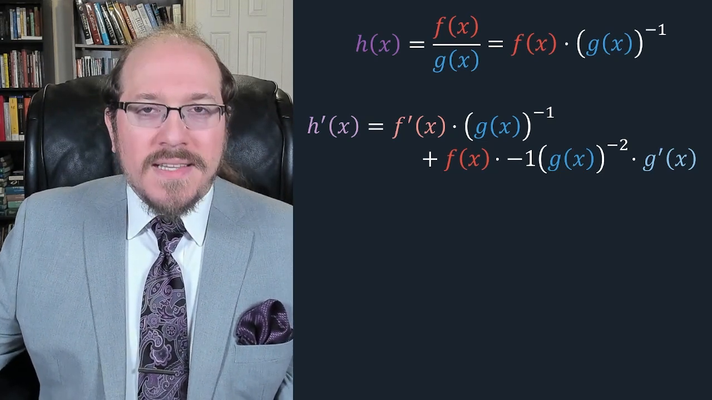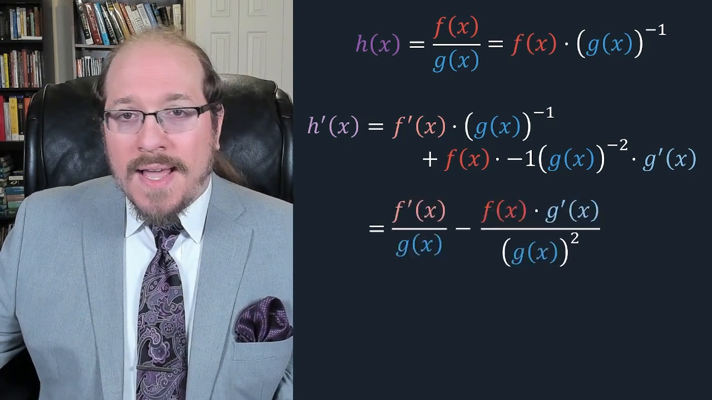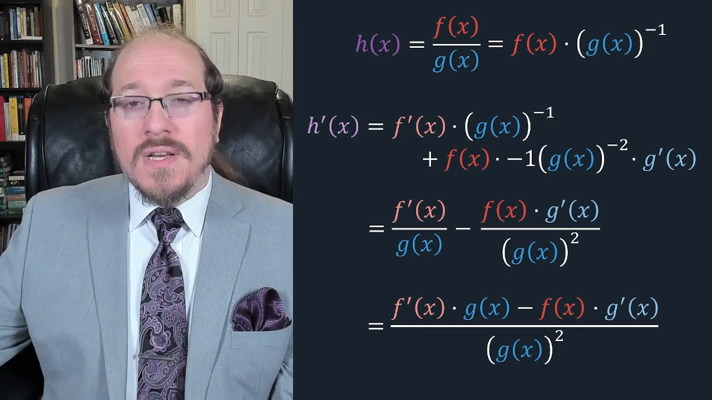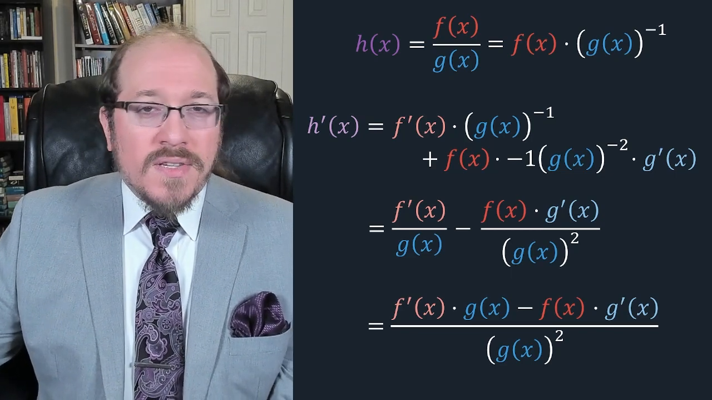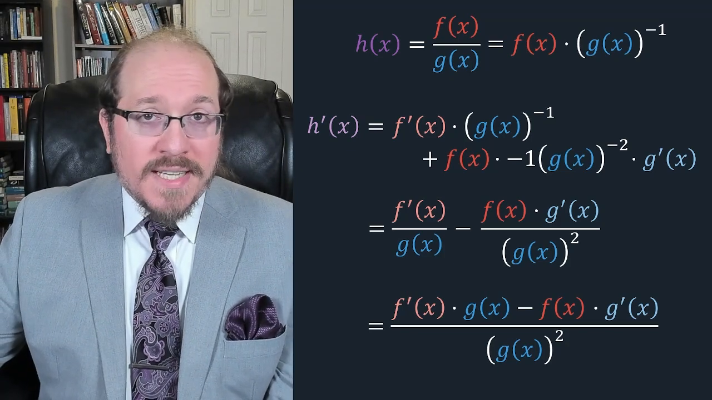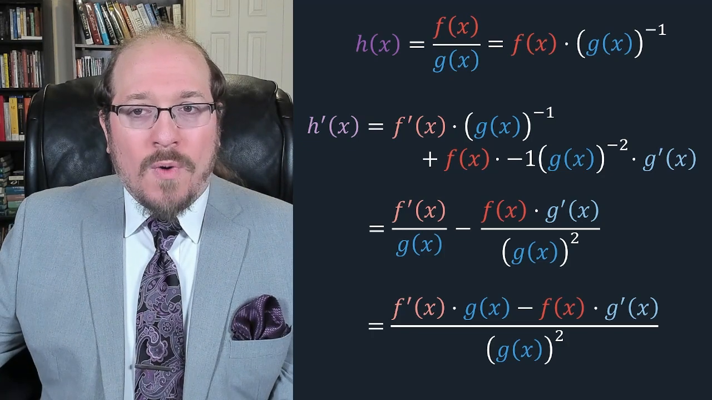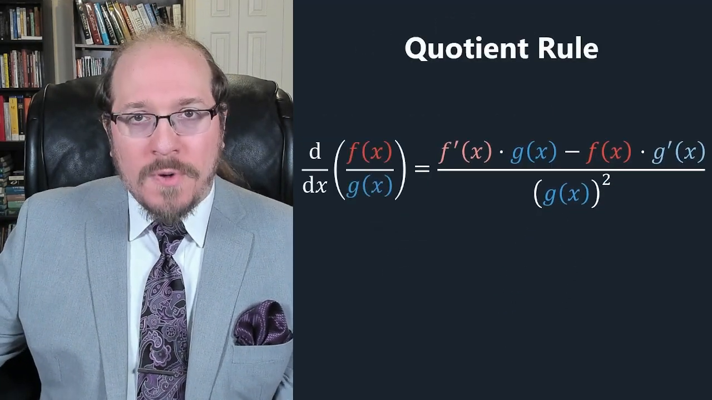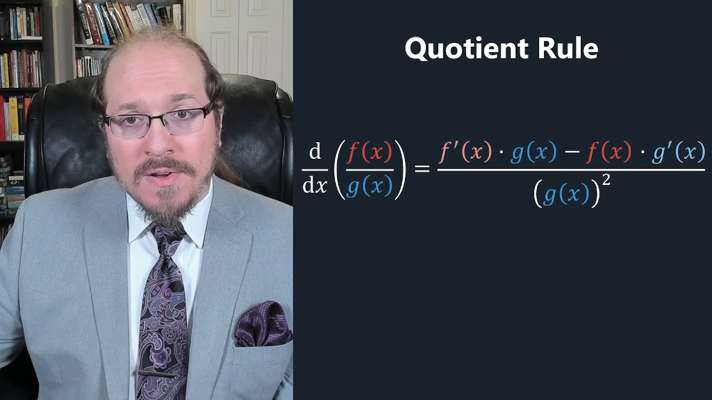Okay, let's clean this up a bit. We can turn those negative powers back into fractions, and then to combine those two fractions, we can multiply the top and bottom of the first one by g of x. So they have a common denominator of g squared, and thus we can add them up. And there we go. What we now have is known as the quotient rule, a way to find the derivative when one function is divided by another.